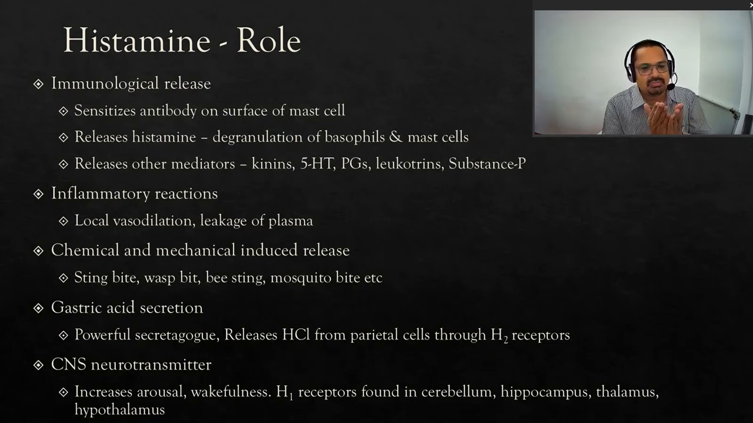It is one of the main important physiological roles of histamine. It is a powerful secretagogue, releasing HCl from the parietal cells through the H2 receptor. So there is involvement of H2 receptors. Whenever there is a histamine release, it induces the secretion. So gastric acid secretion is also regulated inside our body. Whatever normal hydrochloric acid is secreted is influenced by the histamine.